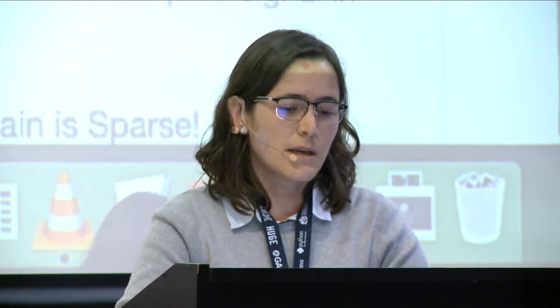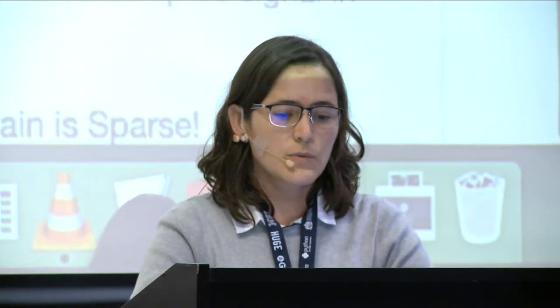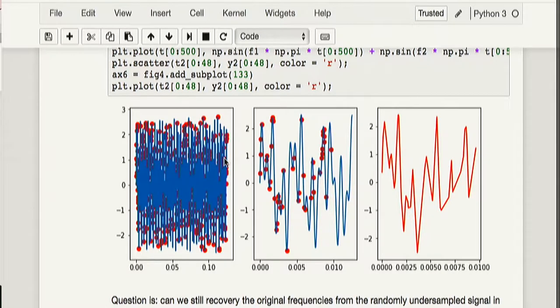I only take 10% of the samples, and actually, I take them randomly, not on a periodic basis, just randomly. Then if I plot those samples that I read from the original signal, what we can see is something like this. This was the original signal in the time domain. The red dots are the samples that were randomly chosen, which are only 10% of the original samples that you had.